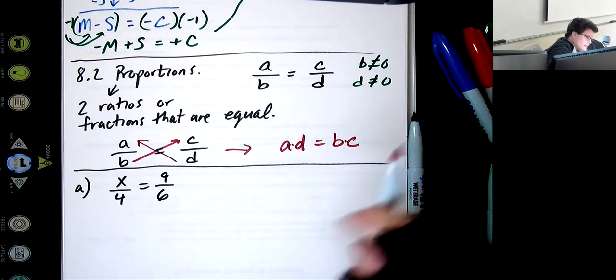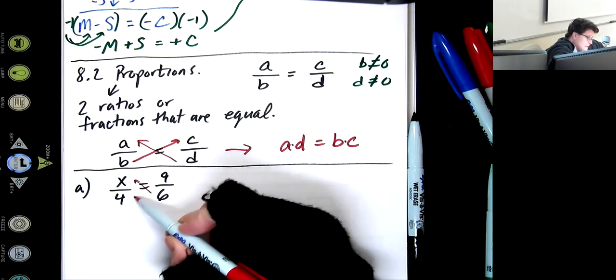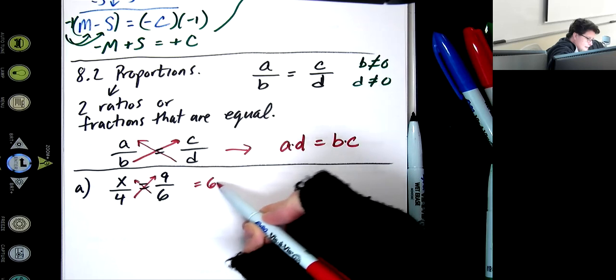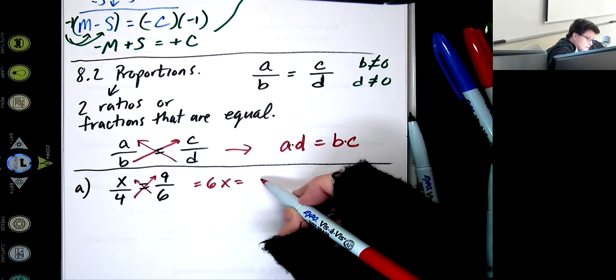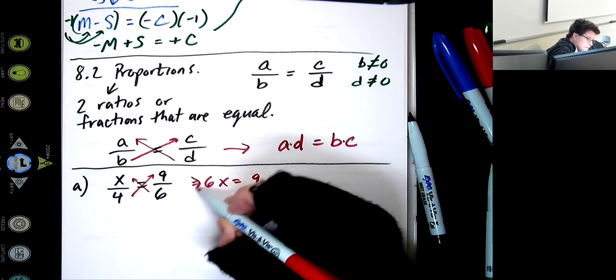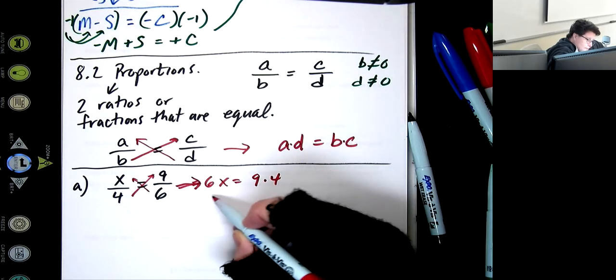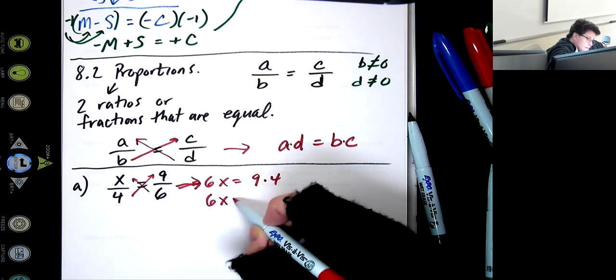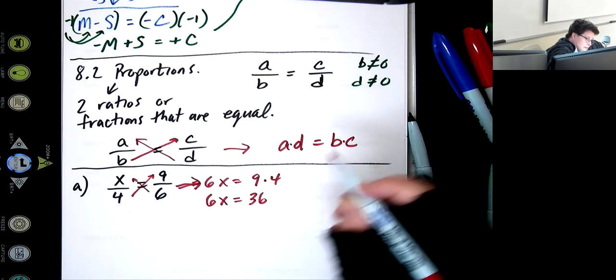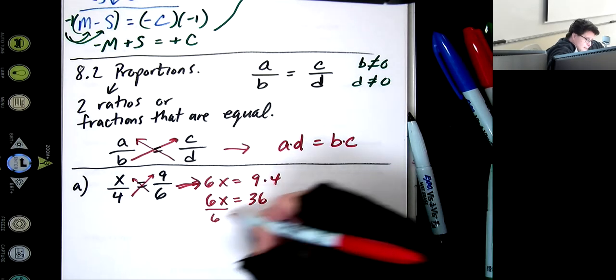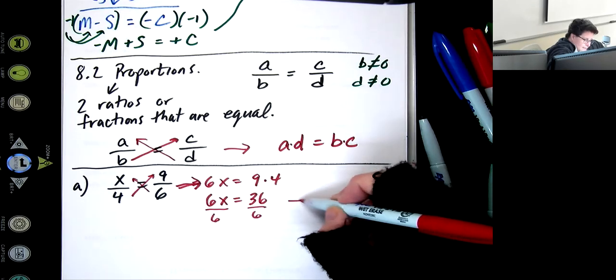If I cross multiply here, I get 6x equals 9 times 4. What is 9 times 4? 36. So if I divide by 6, I get x equals 6.